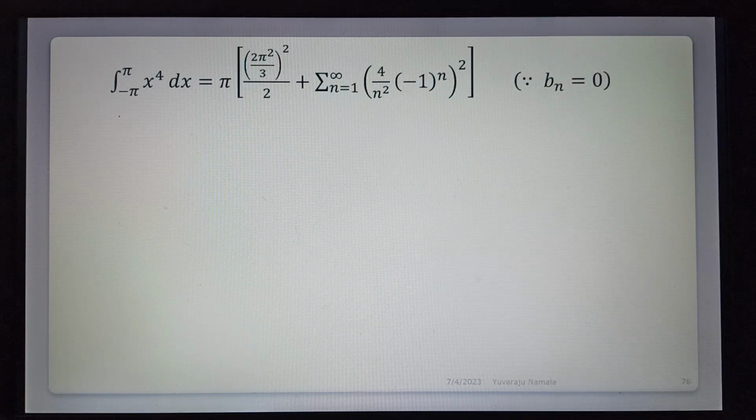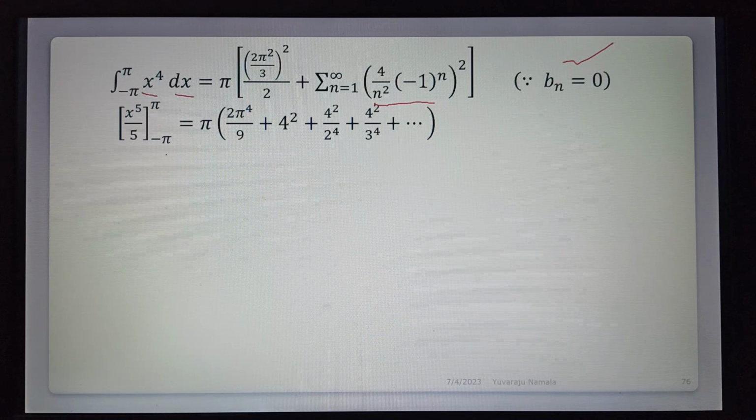So that is equal to the integration from minus 5 to 5 of x square whole square, that is x power 4, into dx. Now substituting, a0 is equal to 2 pi square by 3 whole square by 2 plus summation n is equal to 1 to infinity of the an value. An is equal to 4 by n square into minus 1 power n, whole square. Similarly, bn is 0 automatically. So now the integration of x power 4 is x power 5 by 5, with limits minus 5 to 5. So here, after simplification, 2 into 5 power 4 by 9 plus the expansion: for n is equal to 1, 4 whole square, plus 4 square by 2 power 4, plus 4 square by 3 power 4, for n is equal to 2, n is equal to 3, and so on.